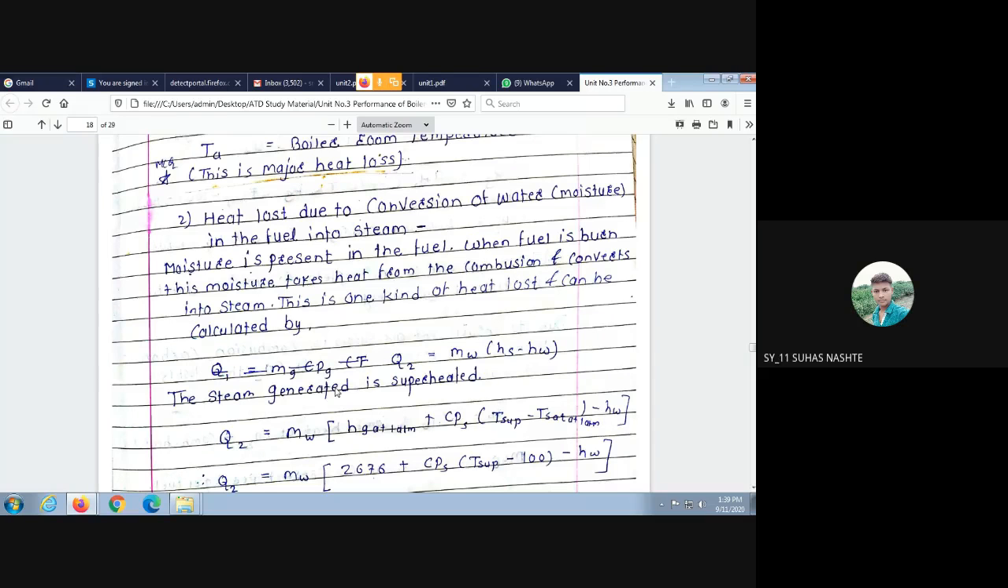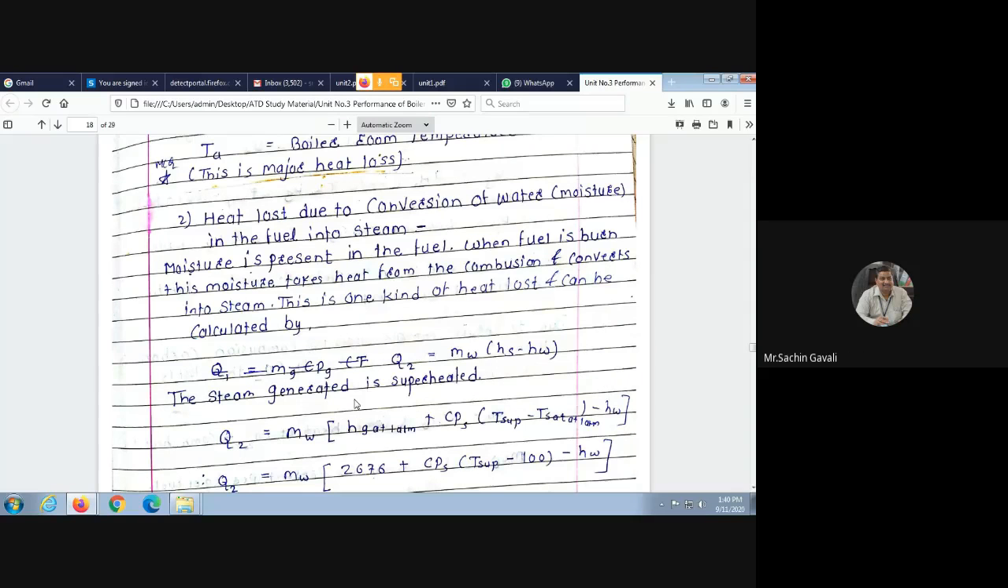That is, Q2 = MW (2676, that is Hg at 1 atmosphere, plus CPS (T sub minus 100)). Tsat is 100 degrees Celsius, minus HW. Very good. Where MW is the mass of water moisture present per kg of fuel, CPS is the mean specific heat of steam at constant pressure, T sub is the temperature of superheated steam, and HW is the specific enthalpy of moisture at boiler room temperature, that is, HF at boiler room temperature.